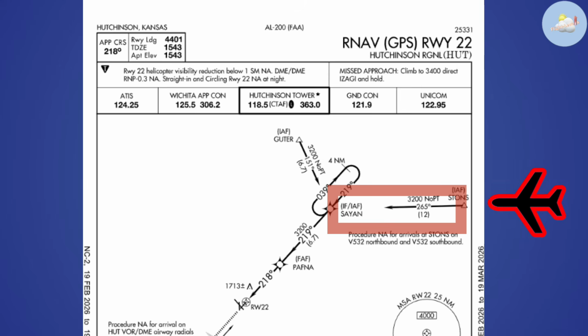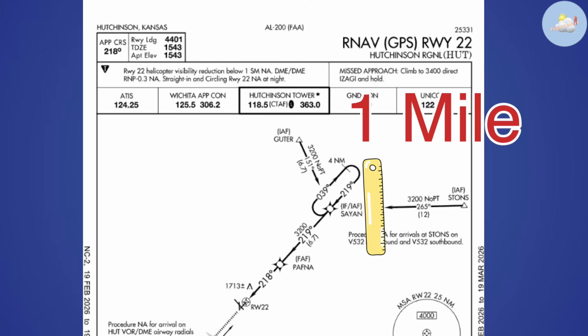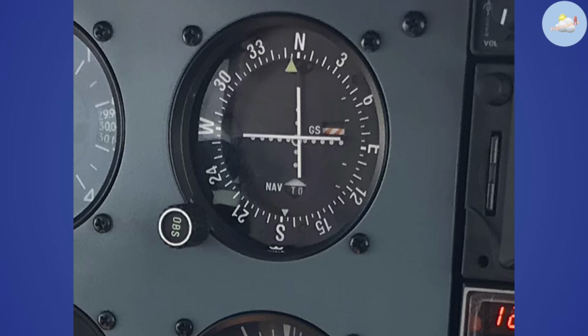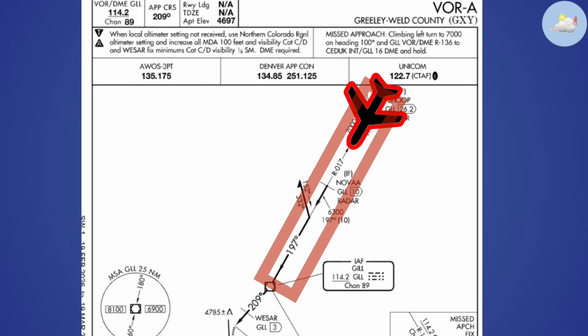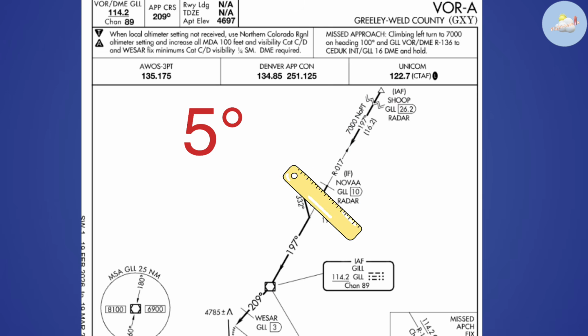On the initial and intermediate segments of the approach, pilots are expected to stay within the lateral boundaries of each segment. If you're on a GPS approach, that means staying left or right of the center line by 1 mile, which is full deflection on your CDI. Or if you're flying a conventional nav approach, staying plus or minus 5 degrees of the center line of the course.